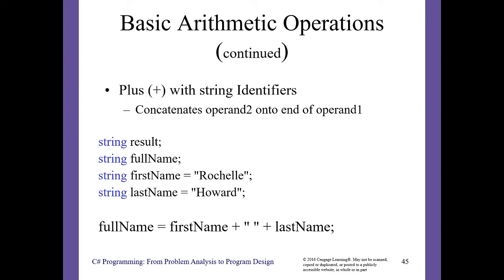We're used to a plus sign being a math operation. It can also indicate that we should concatenate multiple strings. So here we're saying that we want to take this full name variable and we want to update its value to be set equal to the first name variable, which is Rochelle, plus a space character, and that space is set up as a string within double quotes, plus the last name variable. So the result in full name would be Rochelle space Howard, concatenation.